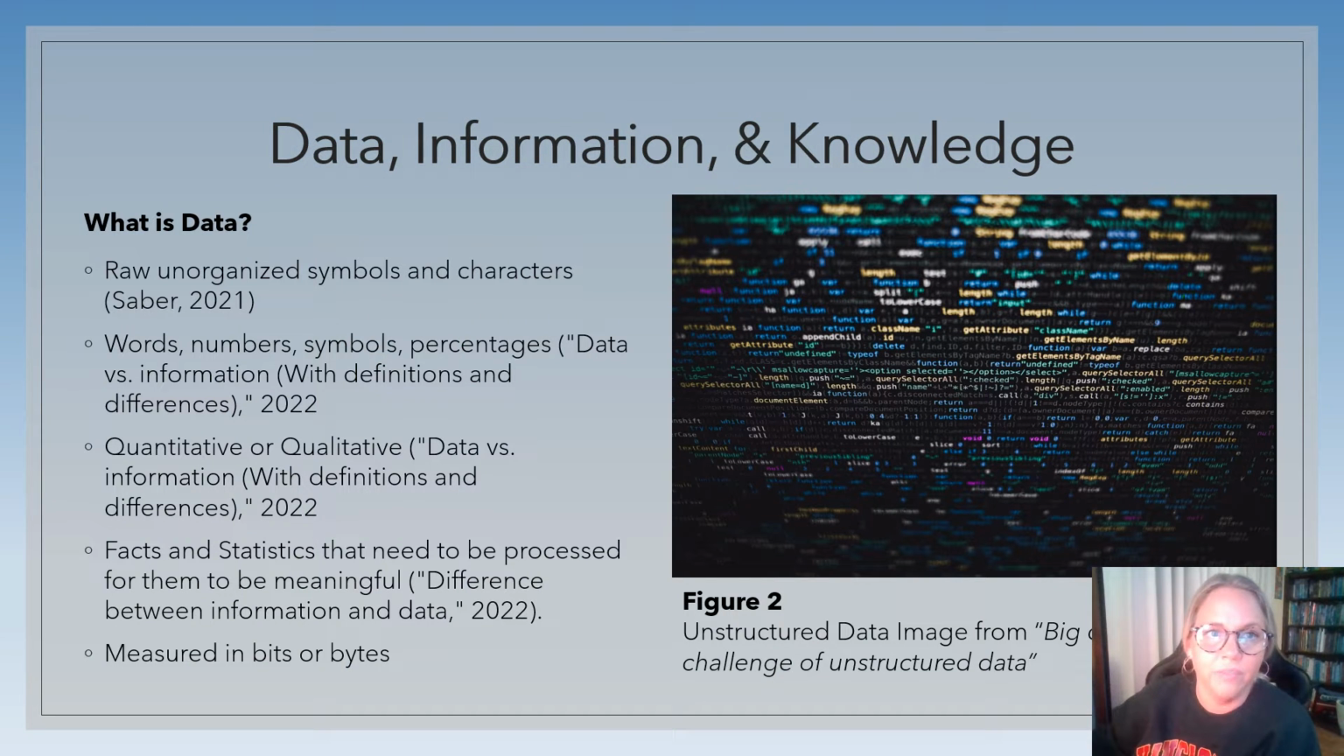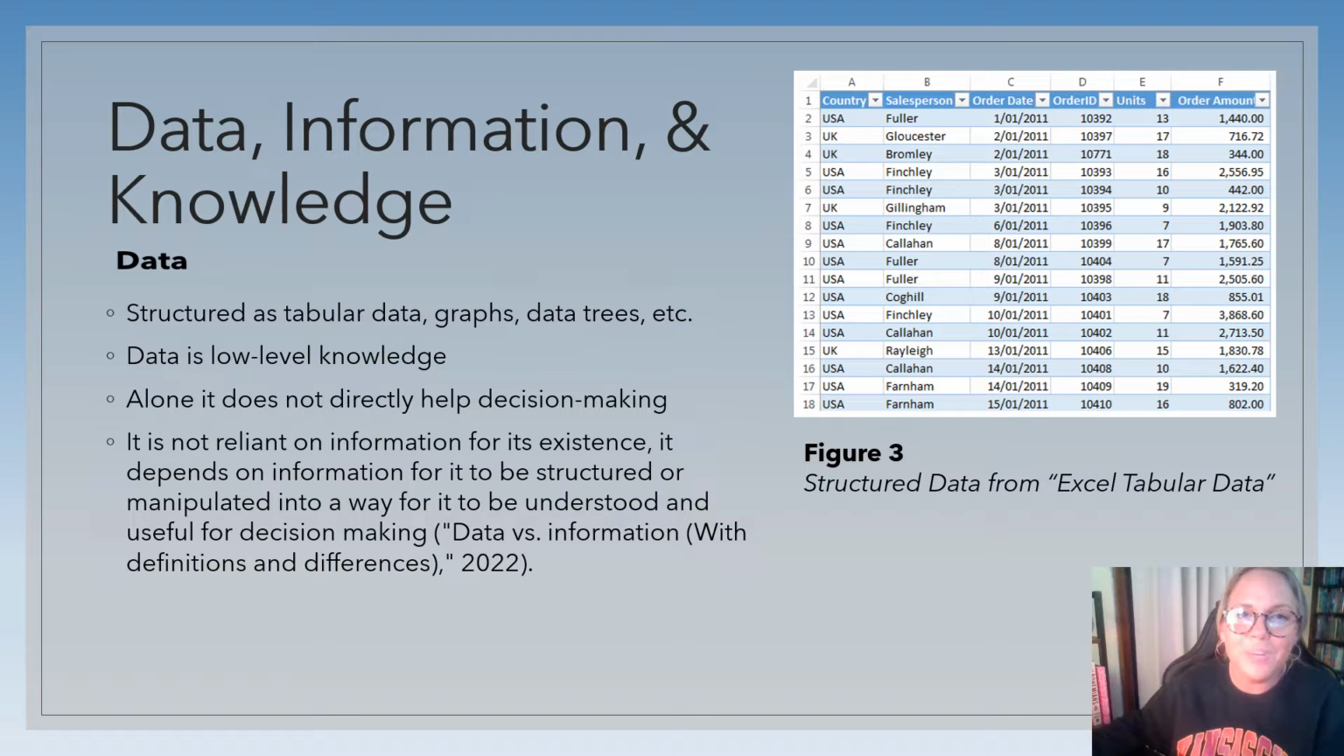So what is data? What we see here in the photo is unstructured data. It's raw, unorganized symbols and characters. It can be quantitative or qualitative with words, numbers, and percentages. It can be measured in bits or bytes, and for any of these to be meaningful, they have to be processed. So here we see another example of data, but this time it's structured. Data is low-level knowledge that is not reliant on information for it to exist, but it is dependent in order for it to be understood.